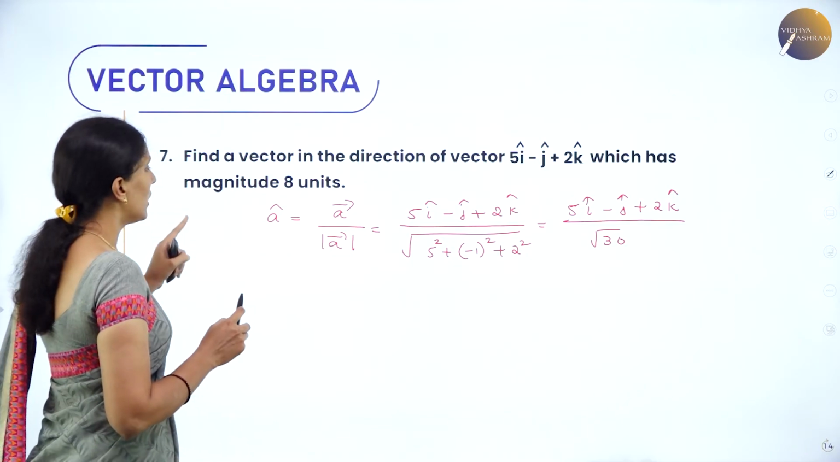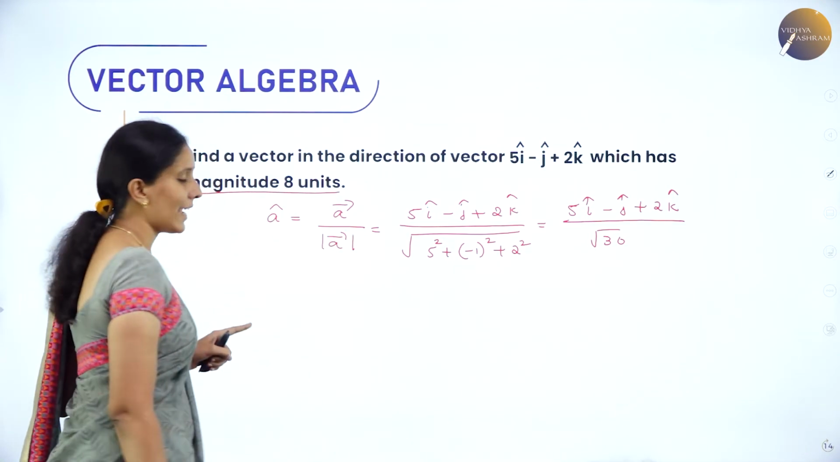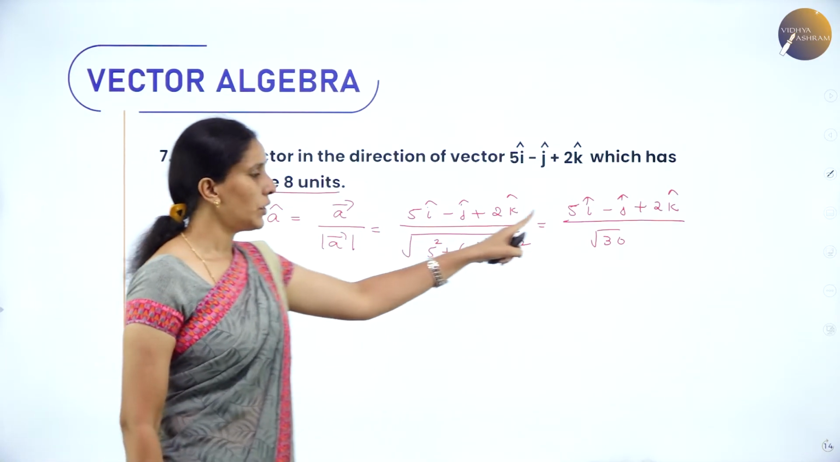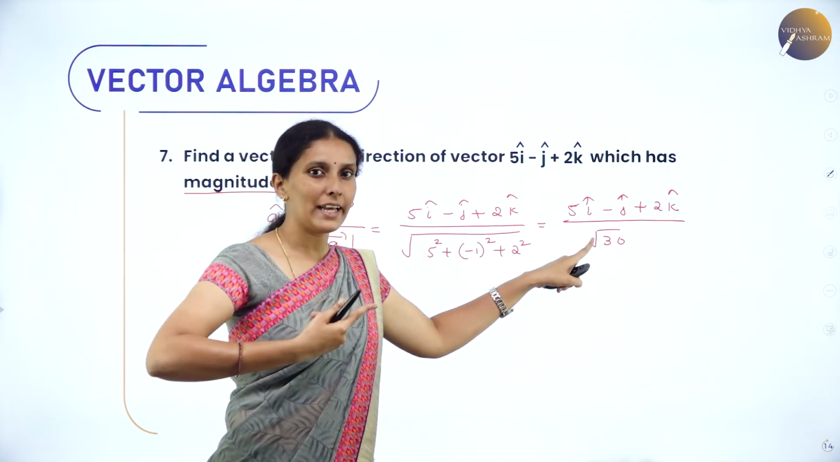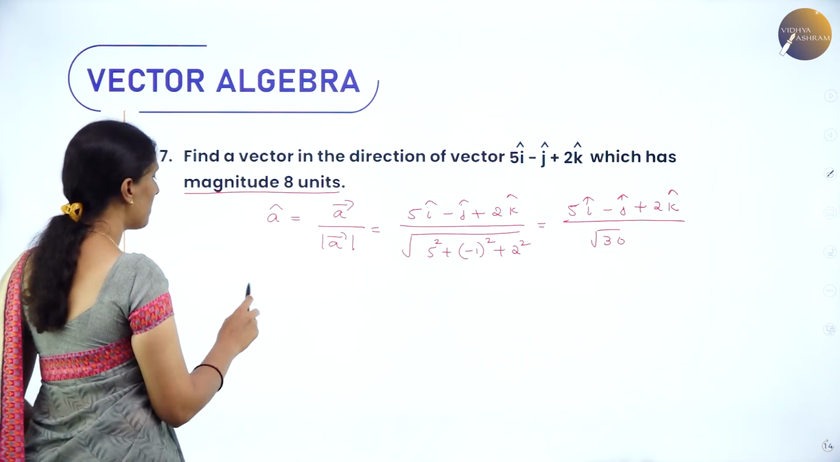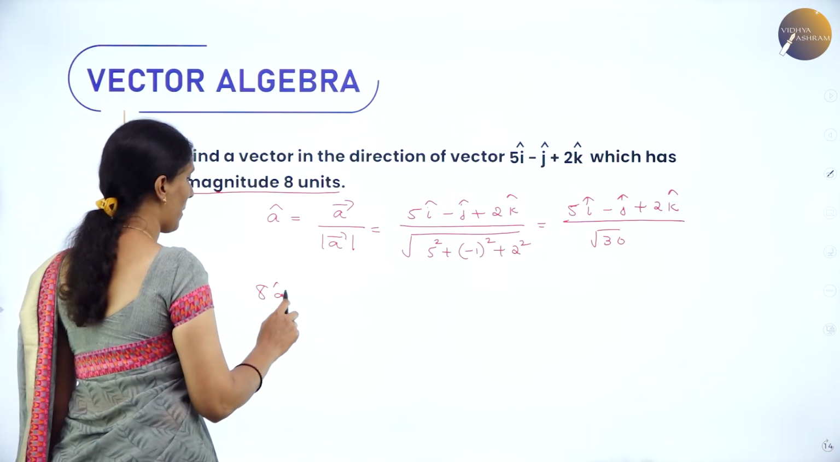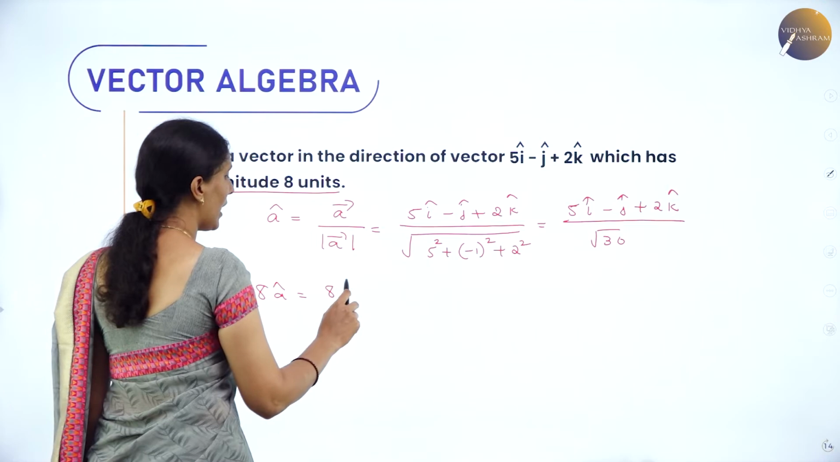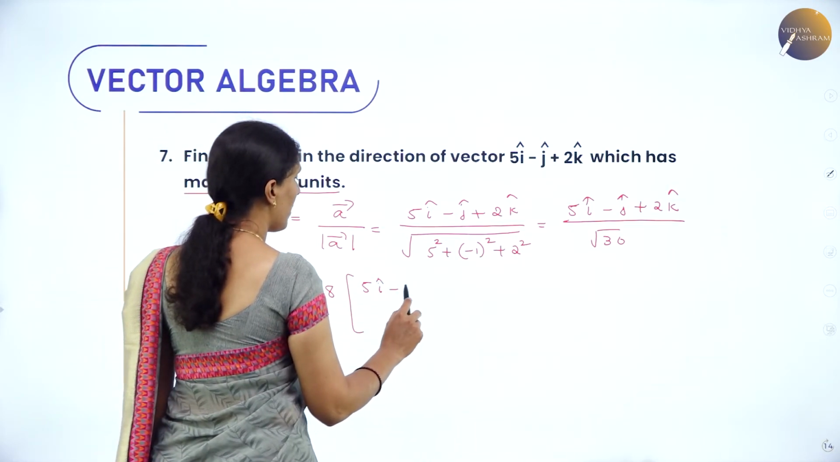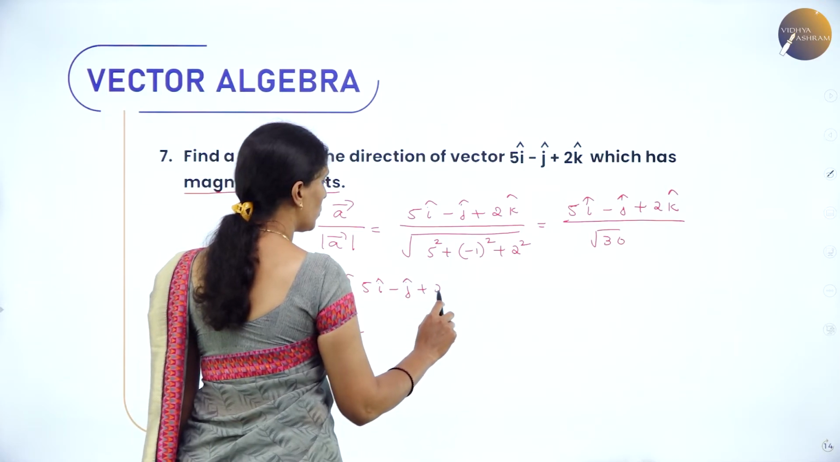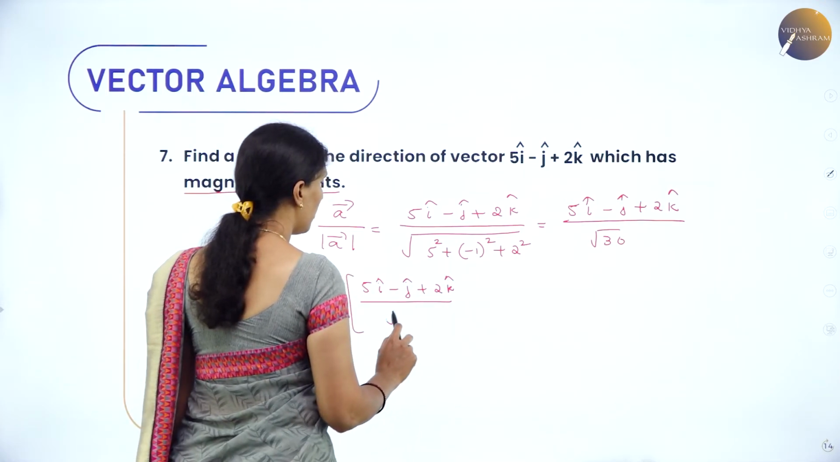Now I need the vector whose magnitude is 8. So A cap means unit vector whose magnitude will be 1. If I want 8 times the given vector, then multiply 8 into A cap. So that is multiply 8 into the given vector 5i minus j plus 2k divided by root 30.